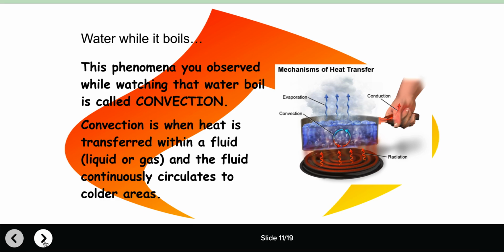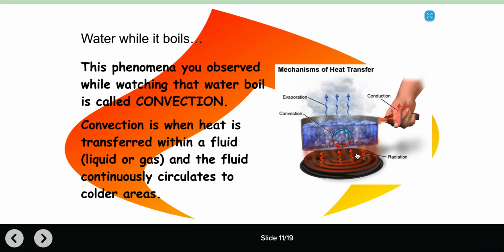And convection is specific to fluids. Like I've mentioned many, many times before, a fluid has, we could say, two different states, right? We could say that a liquid is a fluid, but also a gas is a fluid as well. So this phenomenon you observed while watching a pot of boiling water is called convection. Convection is when heat is transferred within a fluid, liquid or gas, and that fluid continuously circulates to colder areas.